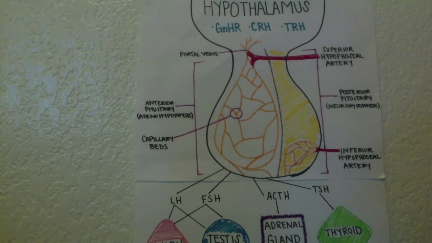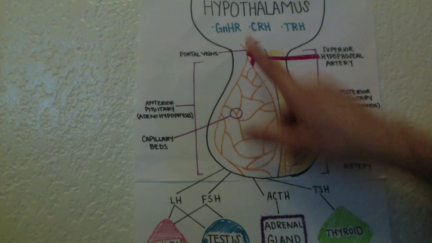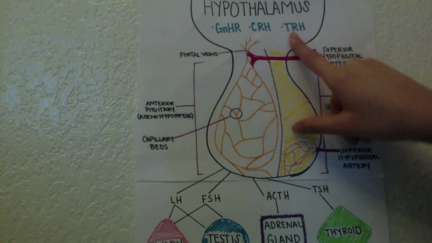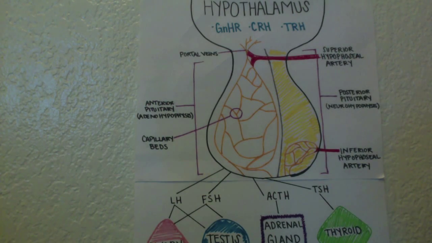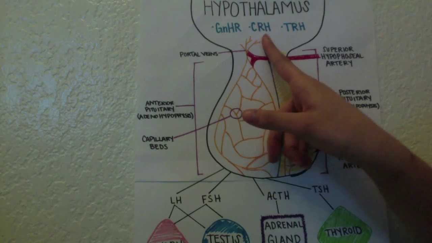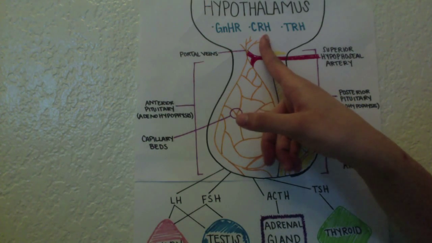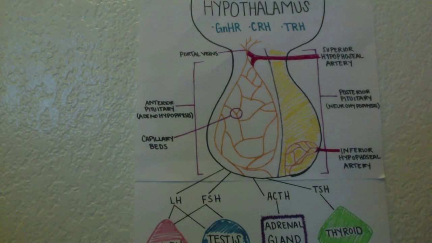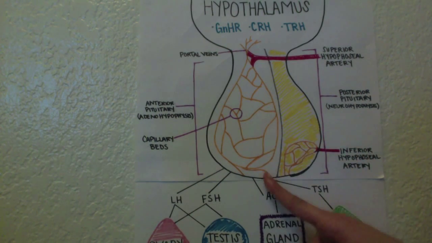The hypothalamus contains three releasing hormones: GnRH, CRH, and TRH. GnRH stands for gonadotropin releasing hormone, CRH stands for corticotropin releasing hormone, and TRH stands for thyrotropin releasing hormone. The release of these hormones stimulates the adenohypophysis to give off its own hormones and go to the various parts of the body.